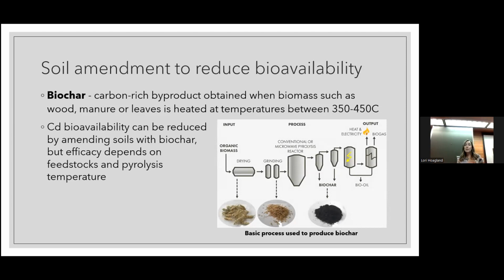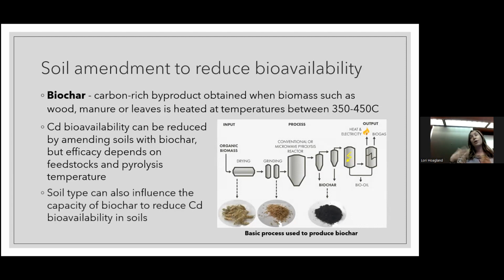So while we know it works, though, really there's still a lot of variability in biochars based on what they're made of and their pyrolysis conditions and how effective they are in stabilizing heavy metals in soil. And then also, of course, soil type, there's an interaction there. So we still have lots of work to do in really optimizing these types of amendments to keep heavy metals out.